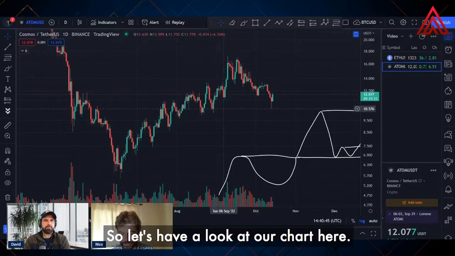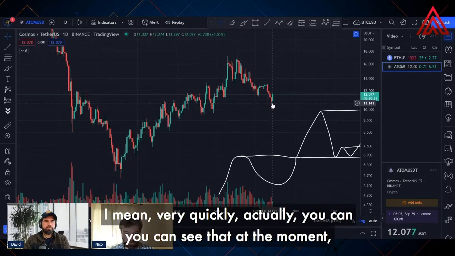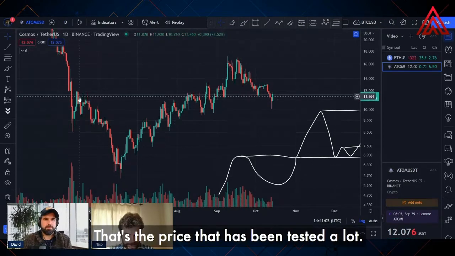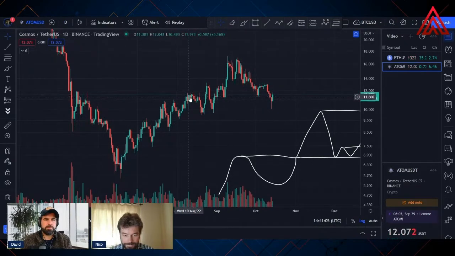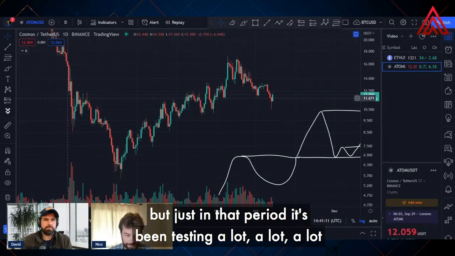So let's have a look at our chart here. Very quickly, you can see that at the moment the price is around something that's been tested multiple times. Okay, that's a price that's been tested a lot. And here I'm looking at lately, going back to May only, but just in that period, it's been tested a lot.